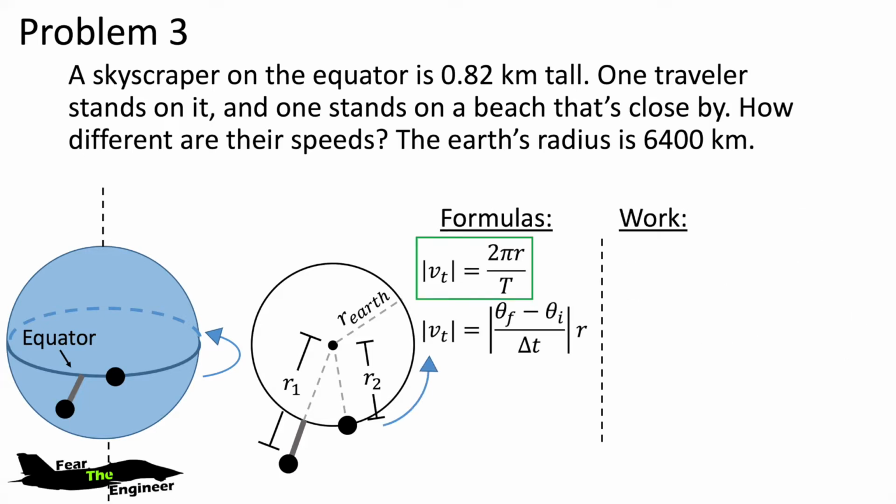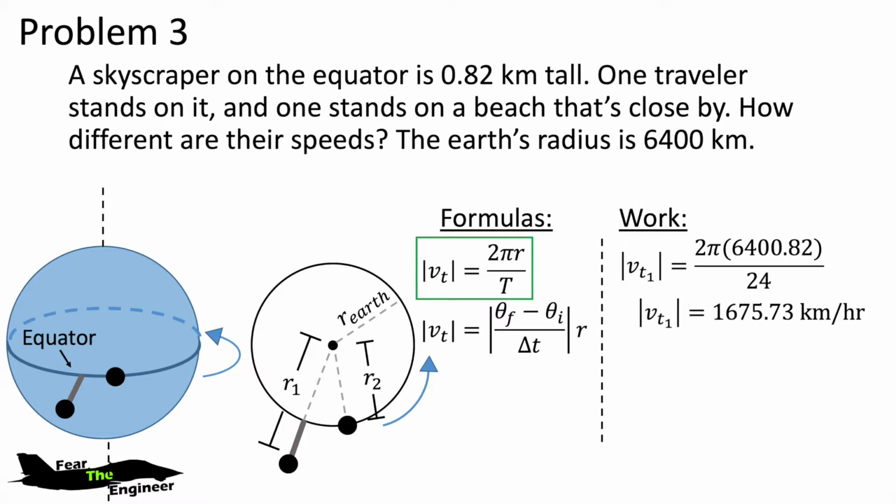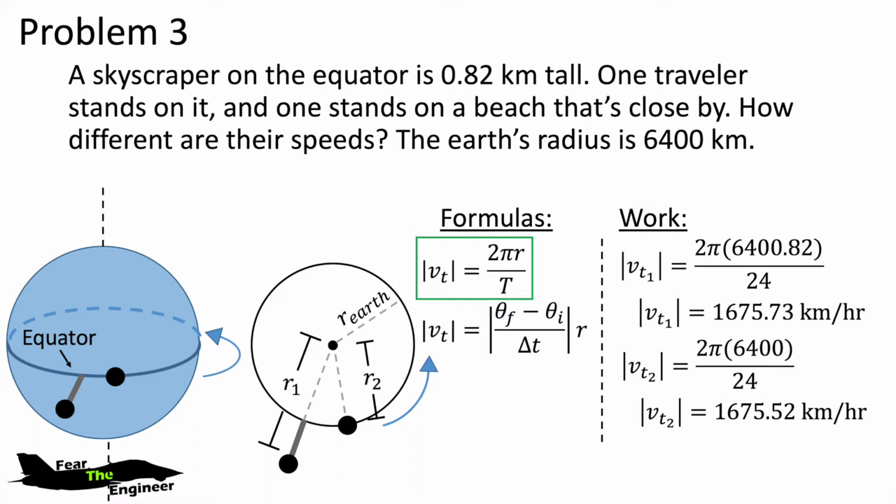Let's use it. The traveler on the skyscraper is 6,400.82 kilometers away from the Earth's center. When we plug in t, we get 1,675.73 kilometers an hour. The traveler on the beach is 6,400 kilometers away from the Earth's center. When we plug in t, we get 1,675.52 kilometers an hour. Now that we have their tangential speeds, the last step is to find the difference between them. We get 0.21 kilometers an hour.